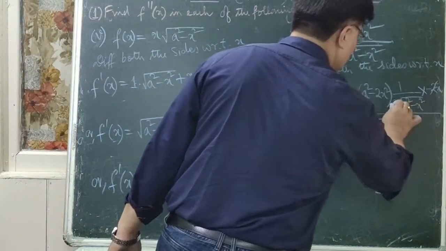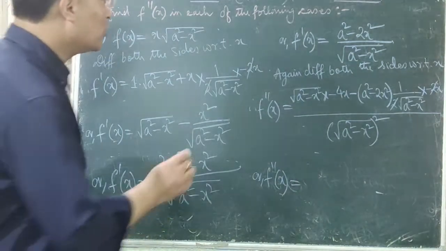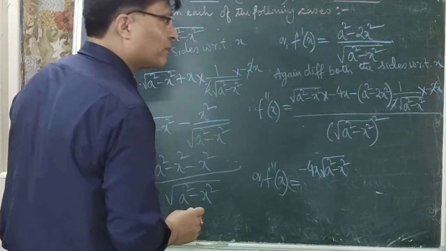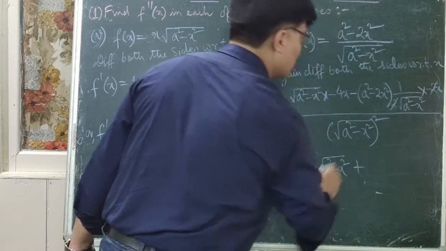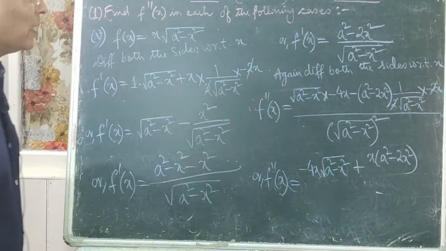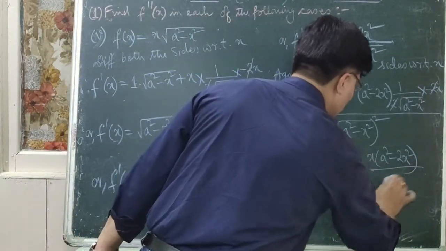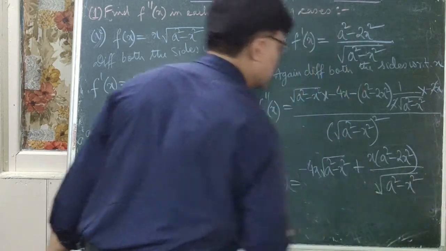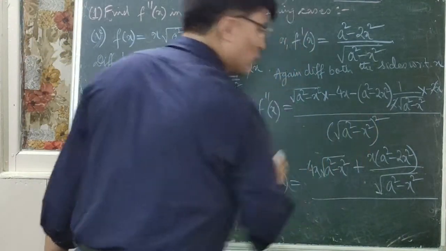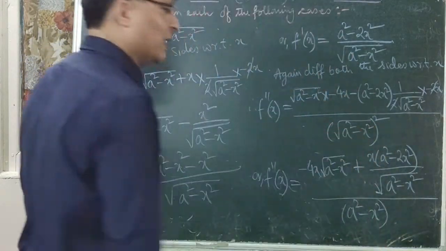So you can simplify it further. Here the 2 gets cancelled, and this is f double dash of x is equal to, now you should write here minus 4x root over a square minus x square, right? So minus into minus is plus out here. Then x into a square minus 2x square divided by root over a square minus x square. This whole divided by, what will you write here? What is root over whole square? The square root will be removed. So you will get a square minus x square, right?